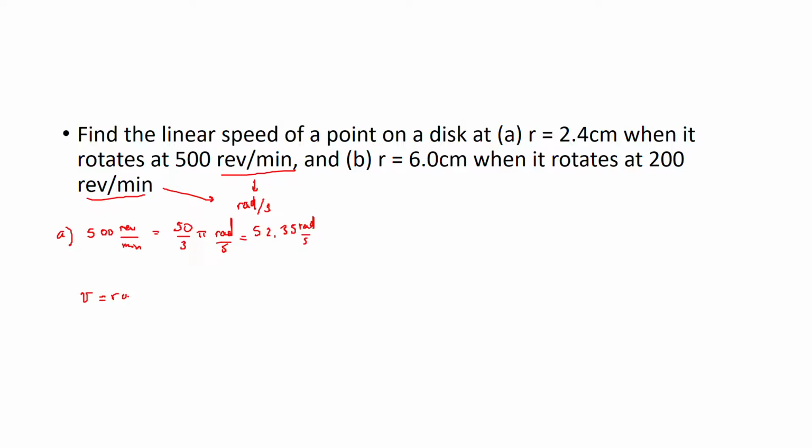Okay, so with this formula, we know that linear speed is going to be the velocity equals the radius times omega. From here, we can just say that the velocity is going to be the radius, 2.4 centimeters, times 52.35, and that actually is gonna be 40 pi, or what's the same, 125.66, and this is gonna be meters over second.